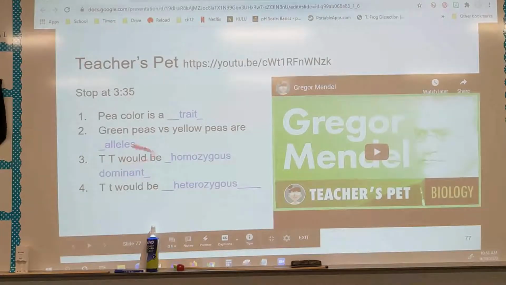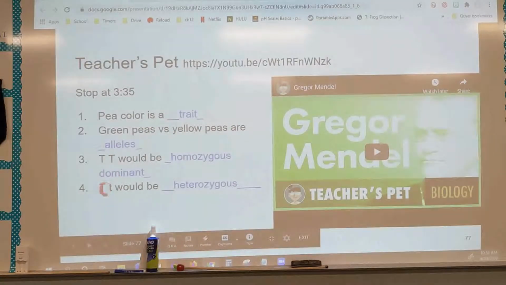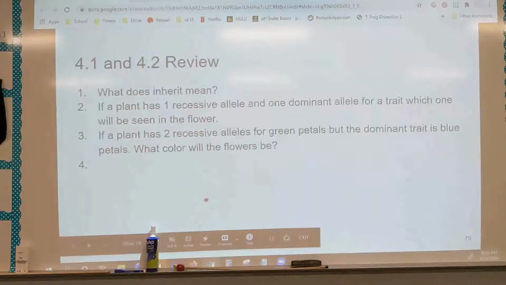And then if you have two dominant, you're a homozygous dominant. If you have two recessive, you're a homozygous recessive. And if you have one dominant and one recessive, you are heterozygous.